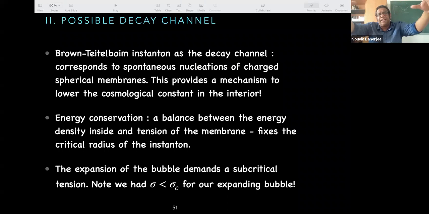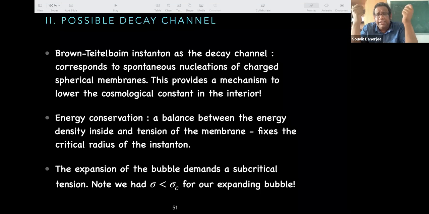So the bubble will be created, and if the energy contribution coming from the tension is exactly the same as the gained energy, then the bubble will be created at rest. And if there is an imbalance, if there is more gained energy, then it will actually expand. And the expansion of the bubble here demands that a subcritical tension is required.